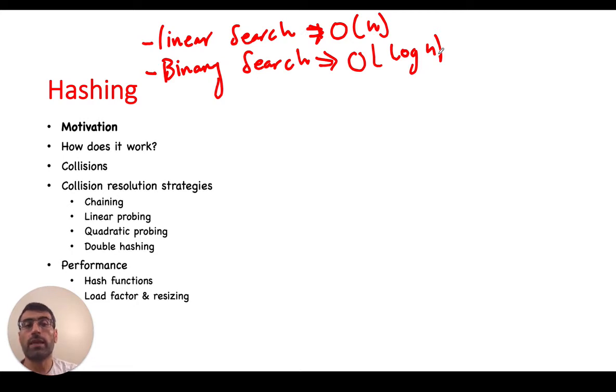So the question is, can we actually do better than that? Search is a very important operation in computing, and we're hoping for an order of constant search, at least for the average case. And that's the promise of hashing. Hashing attempts to give you an order of constant search on average. So let's see how that works.